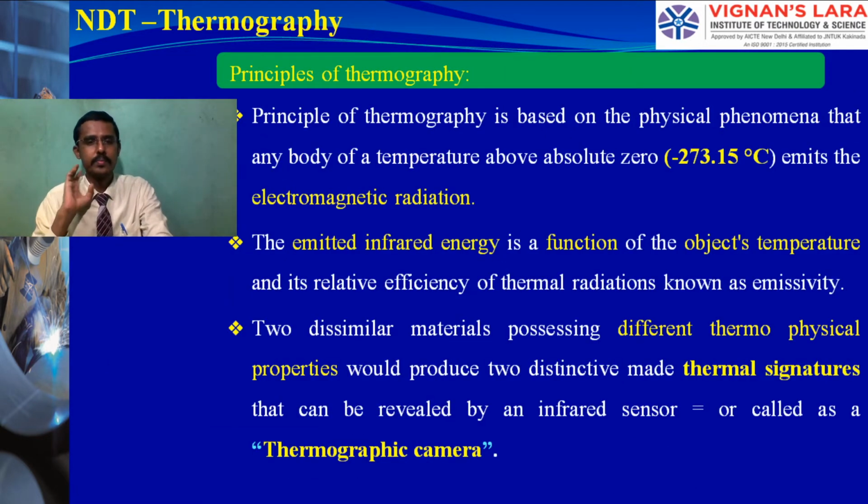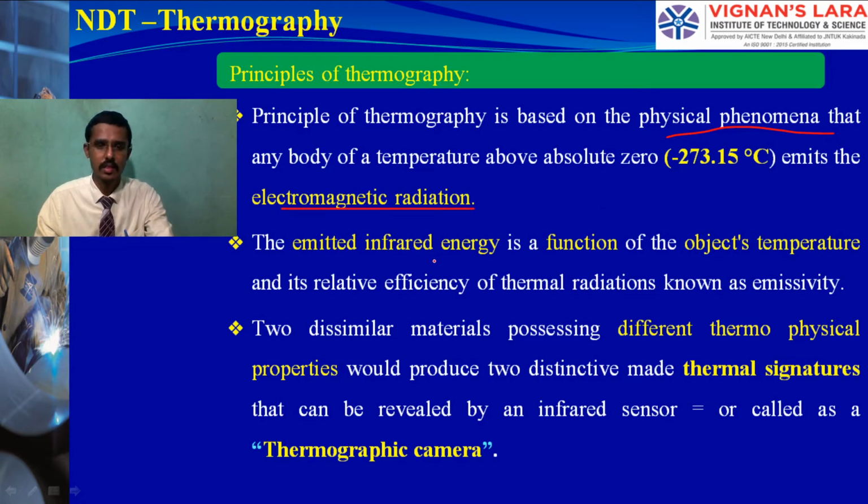The principle of thermography is based on the physical phenomenon that any body at a temperature above absolute zero, that is nothing but minus 273.15 degrees centigrade, emits electromagnetic radiation. The emitted infrared energy is a function of the object's temperature. This is what we are going to measure. The object temperature is emitted, and it is nothing but infrared energy that we are going to take out.